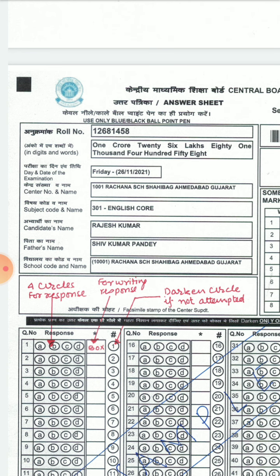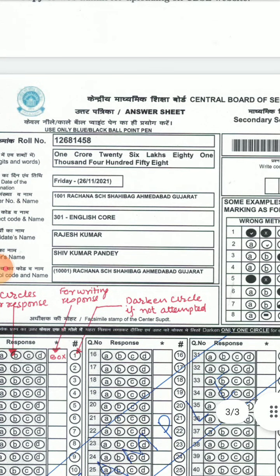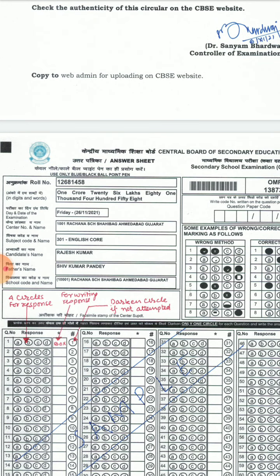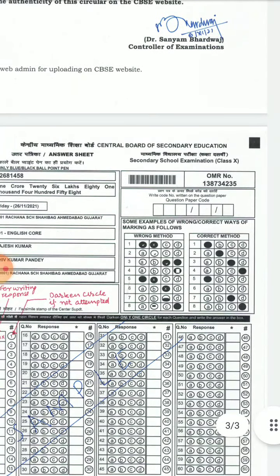So what you have to do is check whether the given details are correct, or whether there is any mistake. If there is, you have to contact your invigilator and inform the invigilator immediately. Otherwise the details are pre-filled, and you need not do anything. You have to fill only your question paper code.